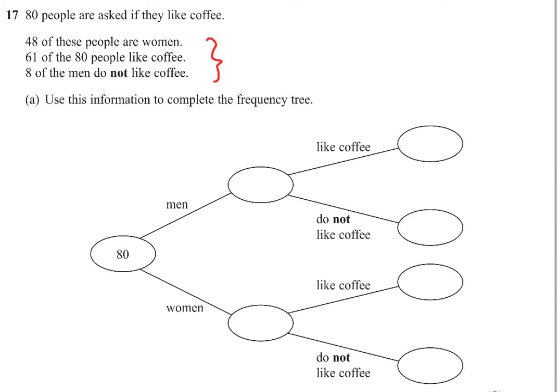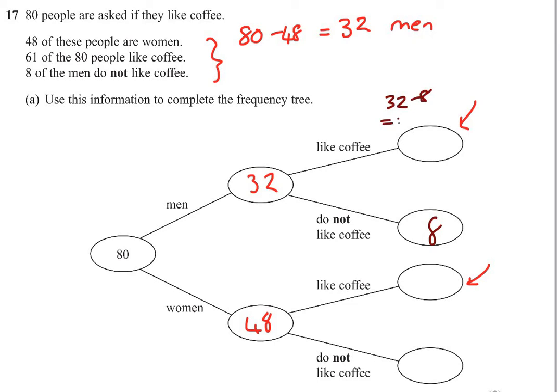So 48 people are women. This must mean that 80 minus 48, which equals 32 people, are men. So we can fill this in. And this is 48. Okay, next, 61 of the people like coffee. So that means whatever this is and whatever this is, they're going to add to give 61. 8 of the men do not like coffee. So that can go in here. Right, and then this is just 32 minus 8, which equals 24.